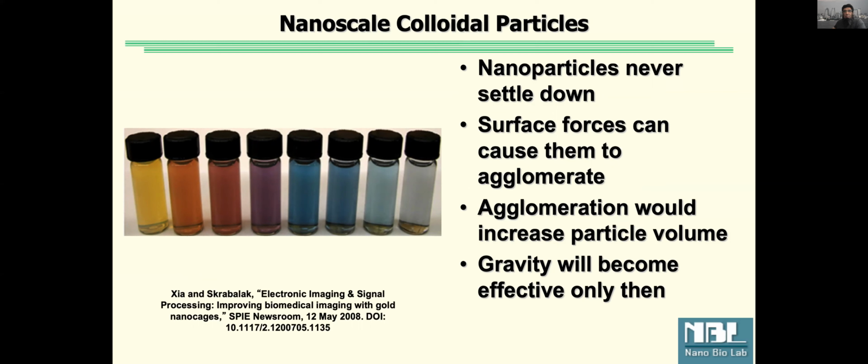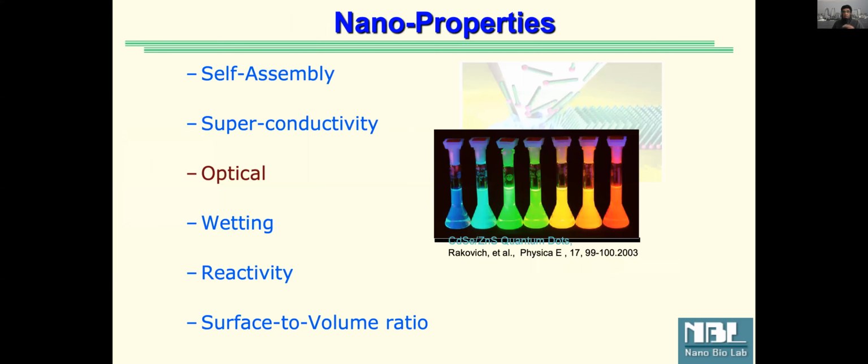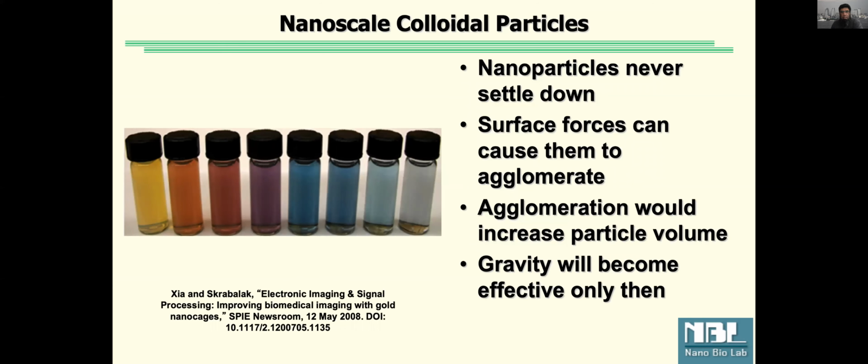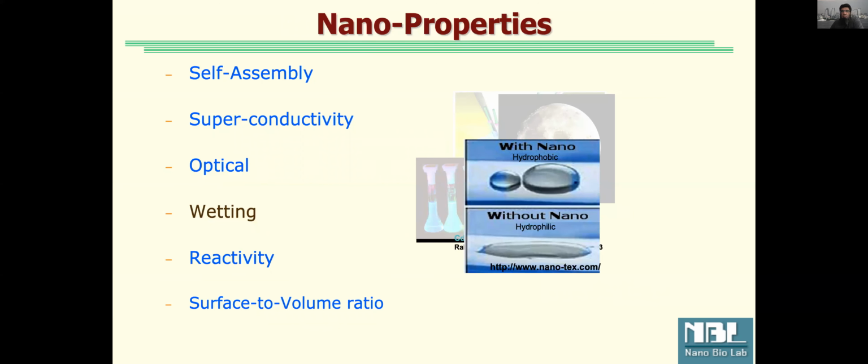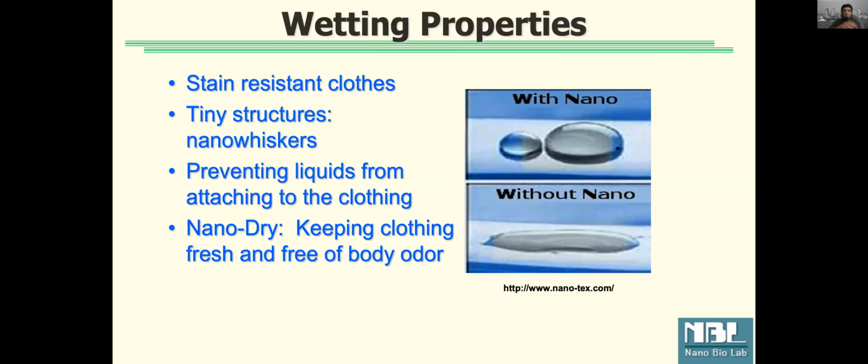So only surface forces are there which are more evident, or more overwhelming, unless they make them agglomerate together, because if they agglomerate together, then that means that the particle will become larger in size, and hence the gravity will start acting. Gravity will kick in. Gravity is there, but if they're too small, gravity has no effect. So that's another very interesting property of nanoscale, in addition to what we call the optical or wavelength adjustment, like in the case of quantum dots. Another interesting property is wetting. If we add some nanomaterials to, say, clothing, they can become stain resistant.